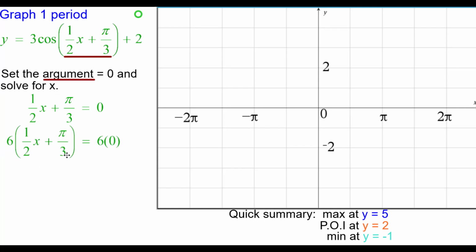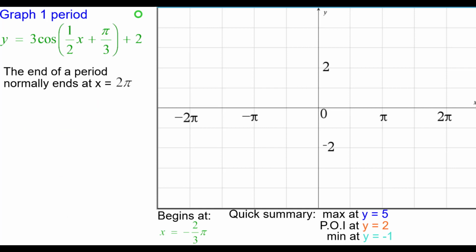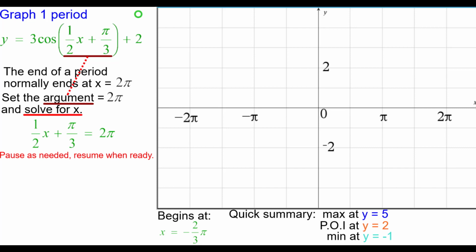I'm going to multiply each side by 6. When I distribute that on the left, I get 3x plus 2 pi equals 0 on the right. Subtract 2 pi and divide both sides by 3. So our graph is going to start at an x value of -2/3 pi. The end of the period normally ends at x equals 2 pi. So again, we set that argument equal to 2 pi and solve for x. Pause as needed.